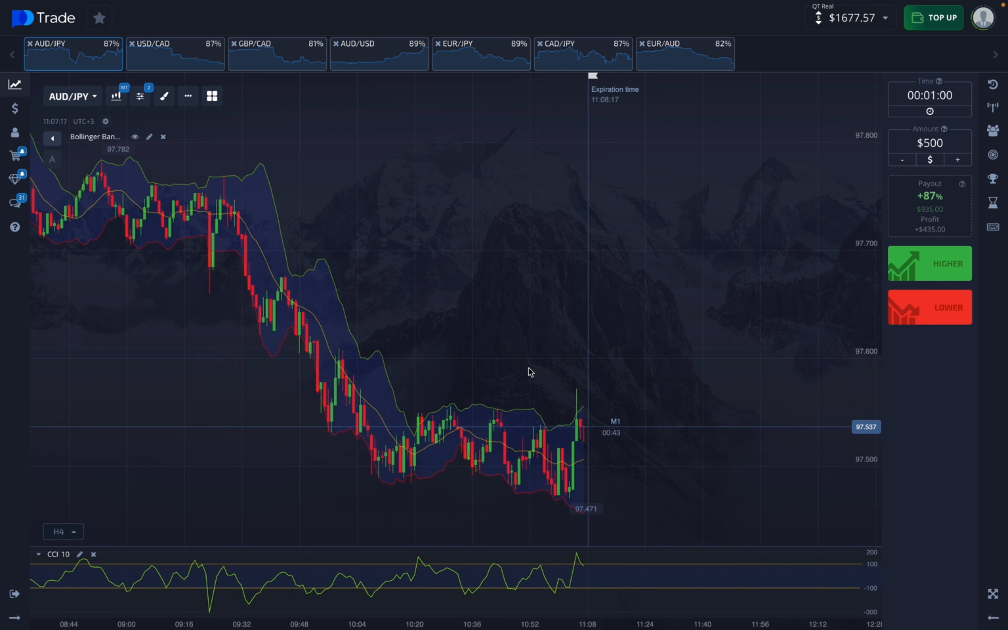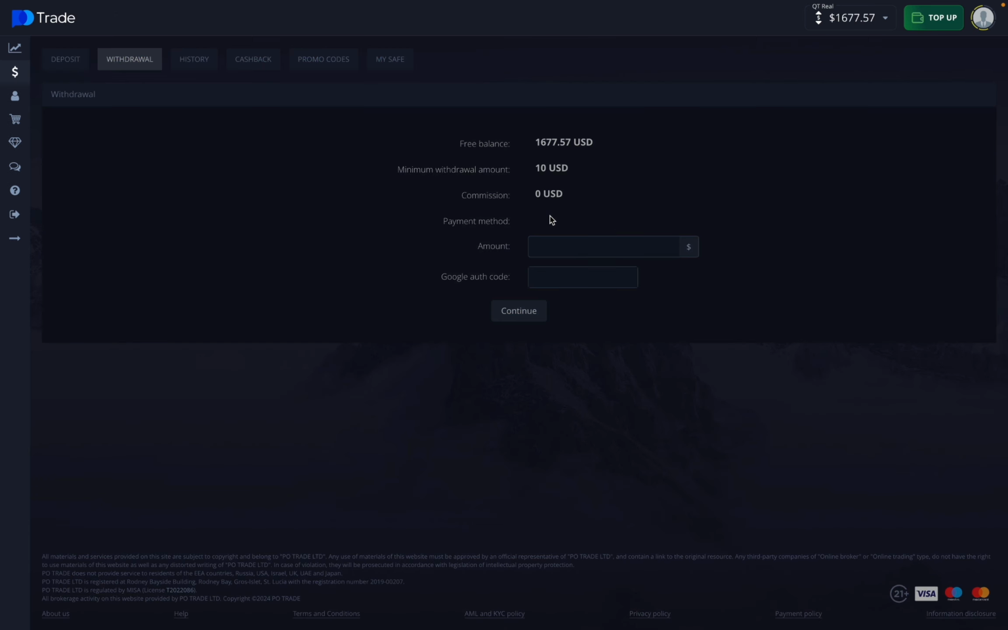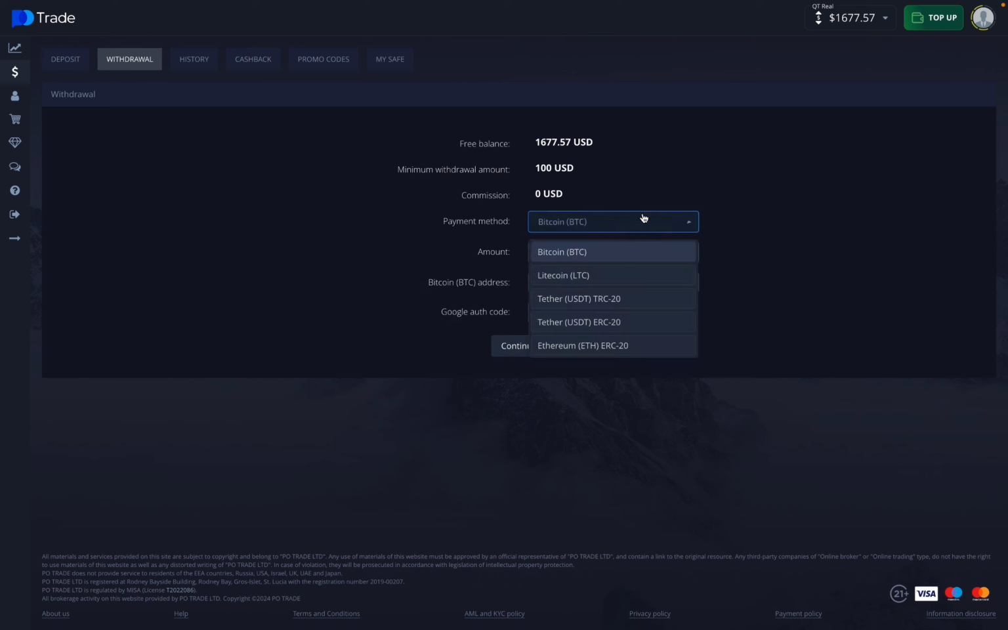Remove the tether. We started with the amount 800. Let's withdraw this amount and click Continue. The withdrawal was successful. Thank you all for watching. This is the kind of trading we have today.